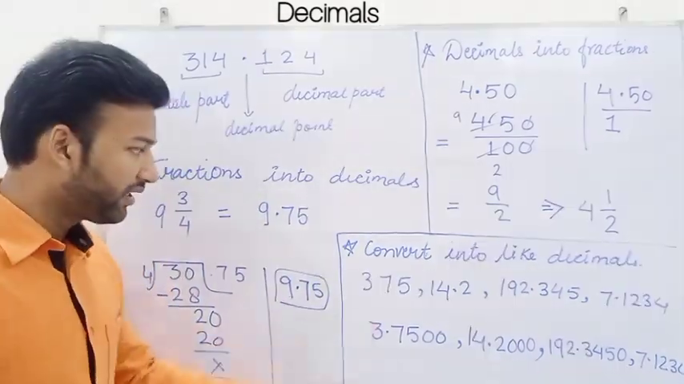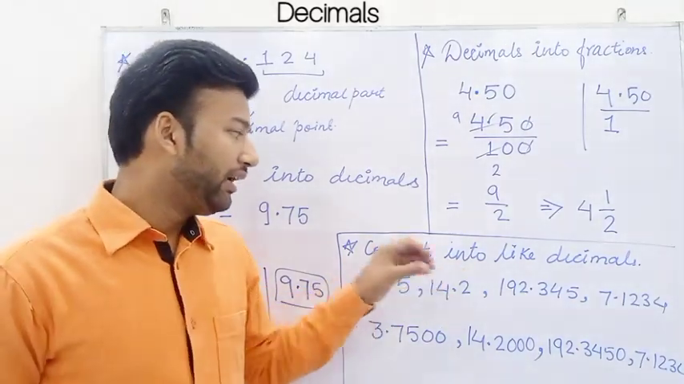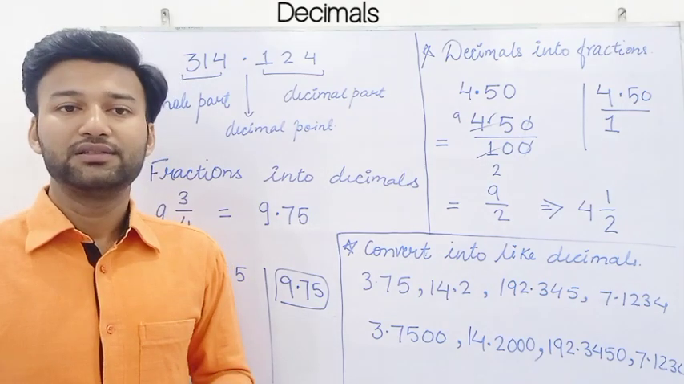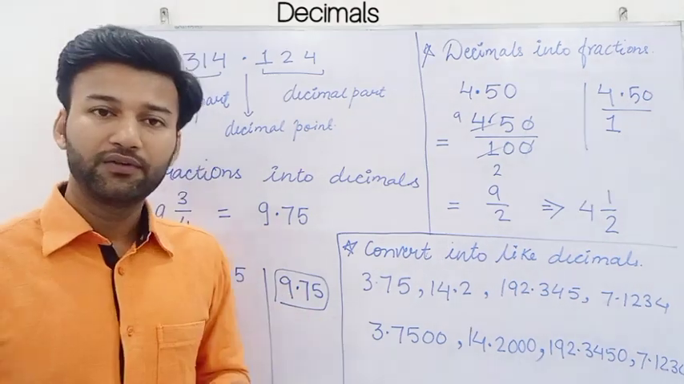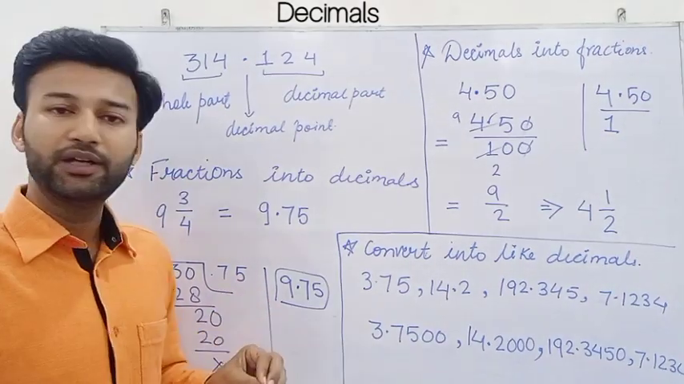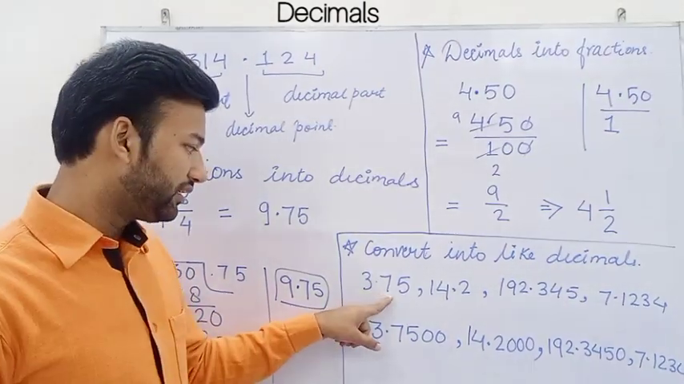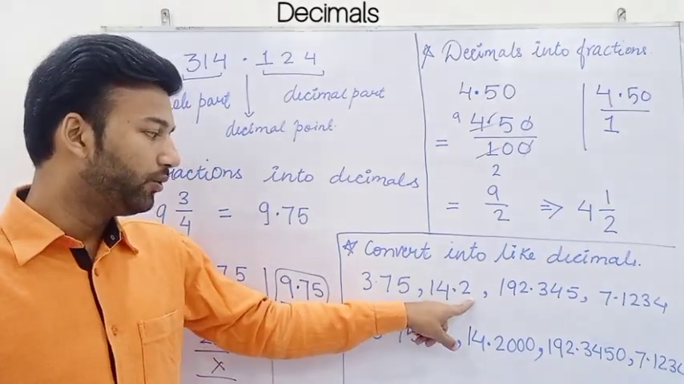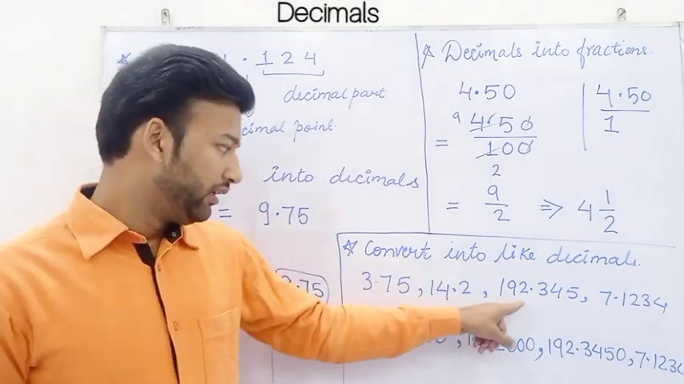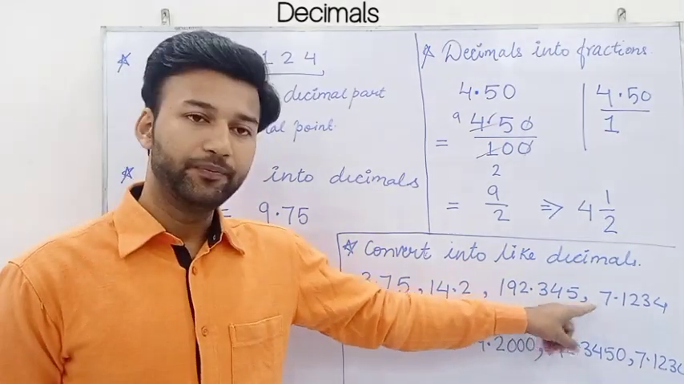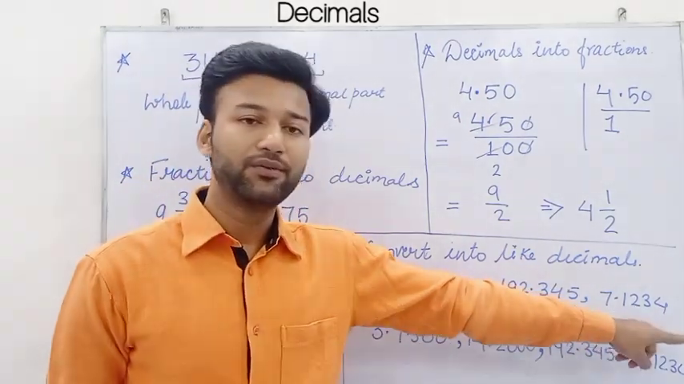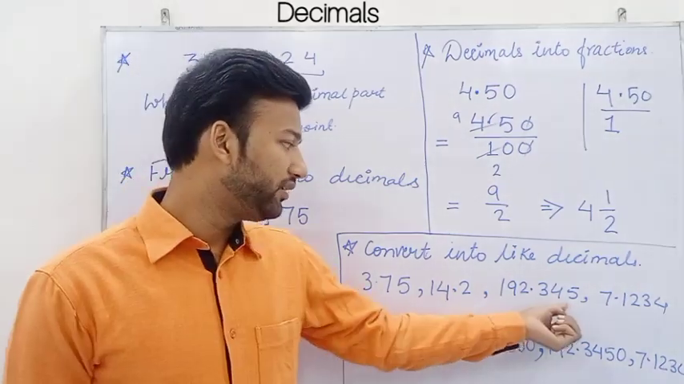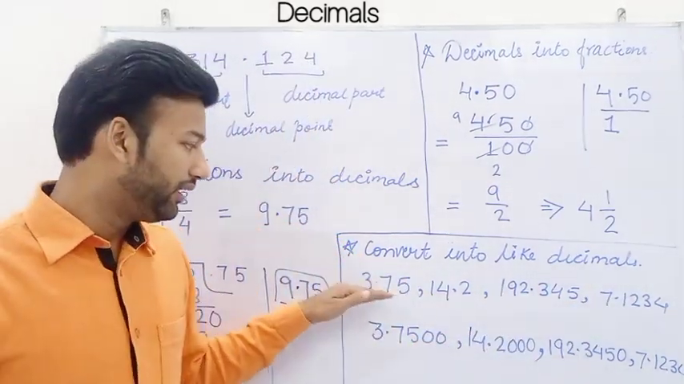Okay. Next, how to convert unlike decimals into like decimals. Unlike decimals are decimals having a different number of digits in the decimal parts. See, this decimal part is 75. How many digits? 2 digits. 14.2, how many digits? Only 1. 192.345, 3 digits. 7.1234, 4 digits. So unlike, because 2 digits, 1 digit, 3 digits, 4 digits. So they are unlike decimals.